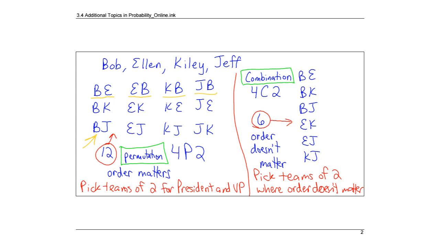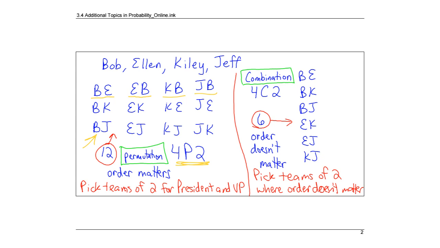Our calculator is actually going to do the work for us. We don't have to sit here and pick them all, because that would get really crazy if we had like 10 people and we were trying to pick. It would get awful. So the calculator is going to do that work for us. I'll show you that in a few minutes. But that's when order matters.